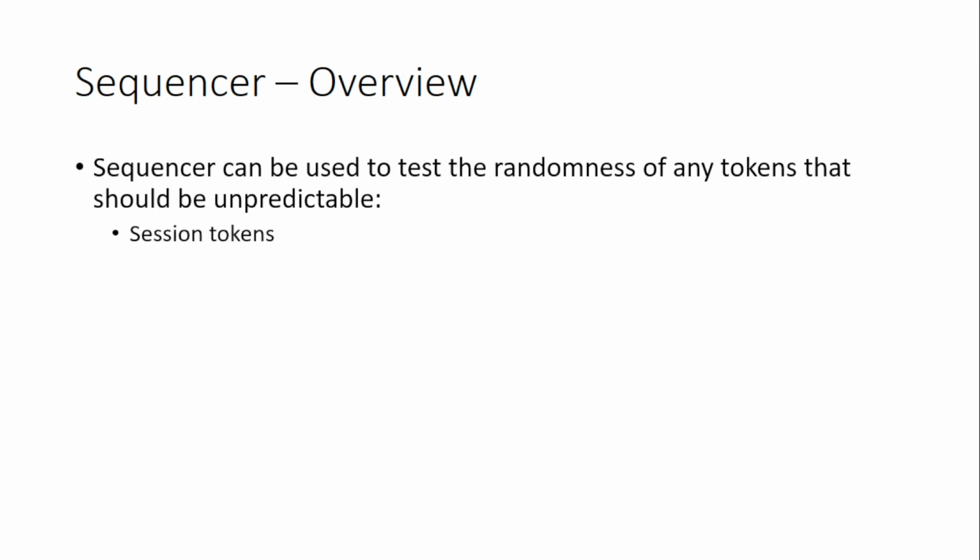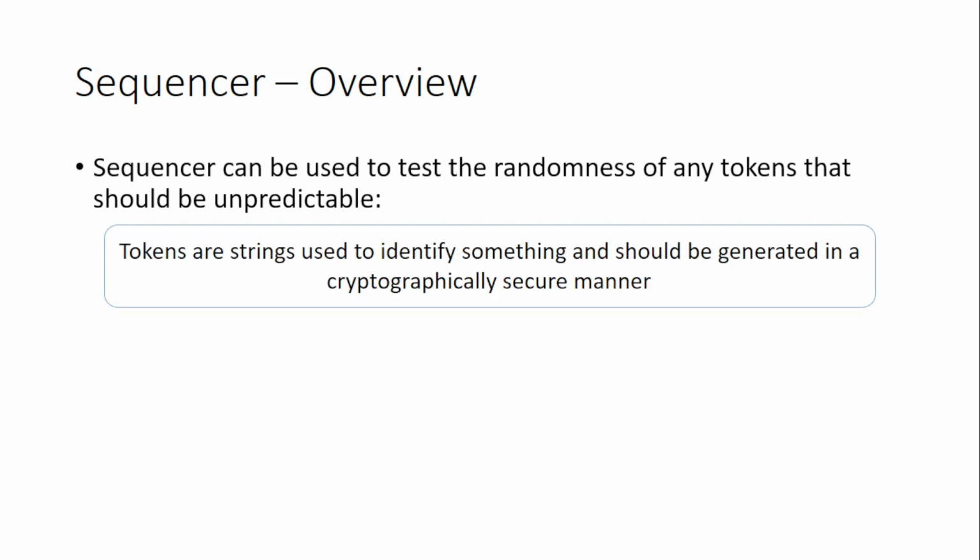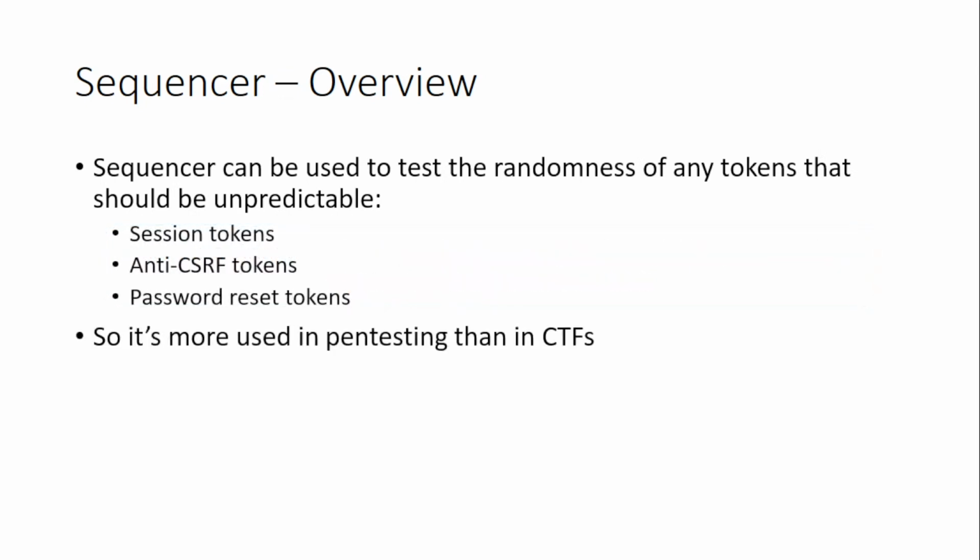So what are the tokens that should be unpredictable? We have the session tokens, the anti-cross-site request forgery tokens, password reset tokens, and so on and so forth. I've been talking about tokens since earlier. What are they? They are strings used to identify something, and they should be generated in a cryptographically secure manner. In other words, they are strings that should be random. We mostly use this for pen testing to verify that they are random and that an attacker wouldn't be able to guess a token.